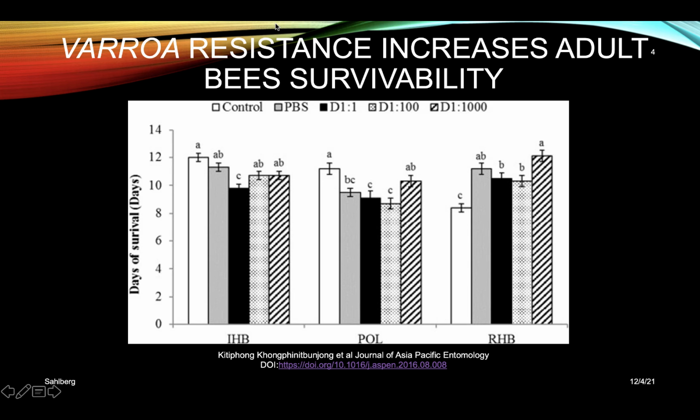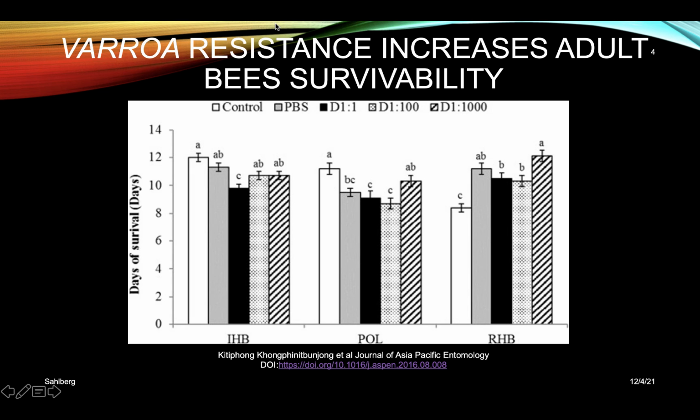The scientists then measured the average days of survival after treatment for each of the 5 treatments in each of the 3 strains. In the Varroa susceptible strain IHB, the negative control group without feeding showed the longest average survivability of about 12 days. This was followed by the negative control fed only PBS, which had an average survivability of 11.7 days. Conversely, adult bees given DWV lysate showed decreased average survivability compared to the negative controls, with the D1 group surviving about 9.8 days, the D1 in 100 group and D1 in 1000 group surviving about 10.75 days.